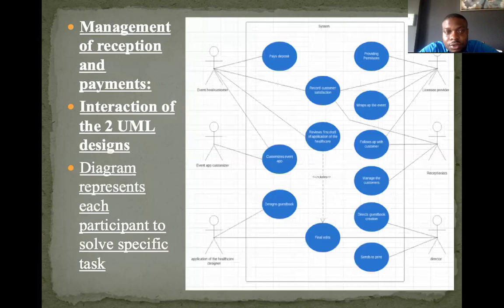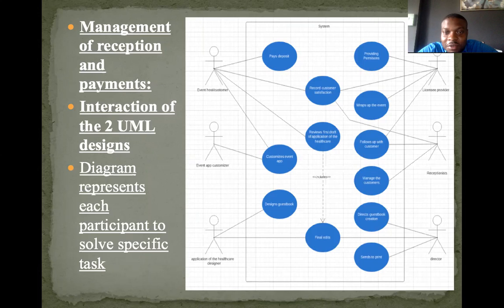The third UML design deals with the interaction of the two UML designs I talked about. This manages the reception and also the payments. So I had a diagram which represents each participant to solve specific tasks.